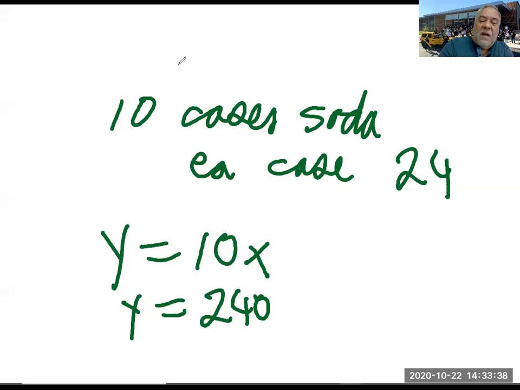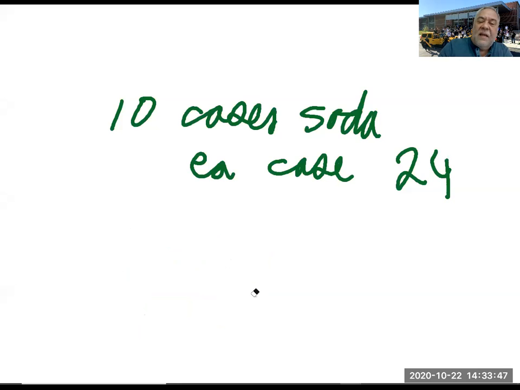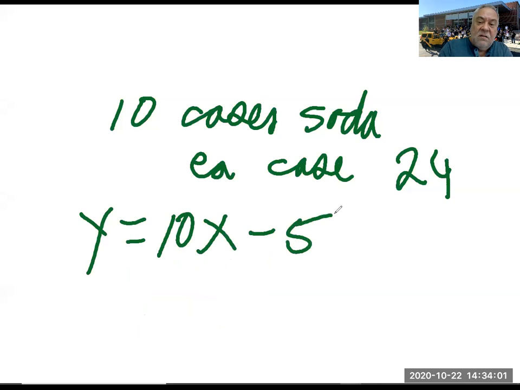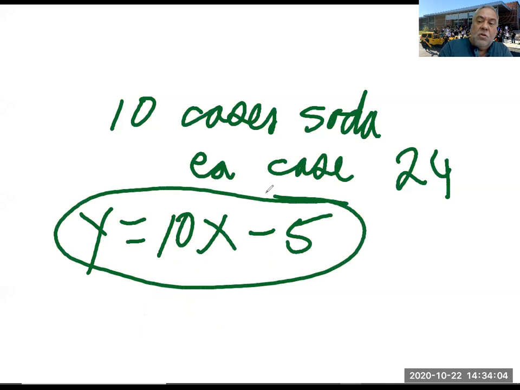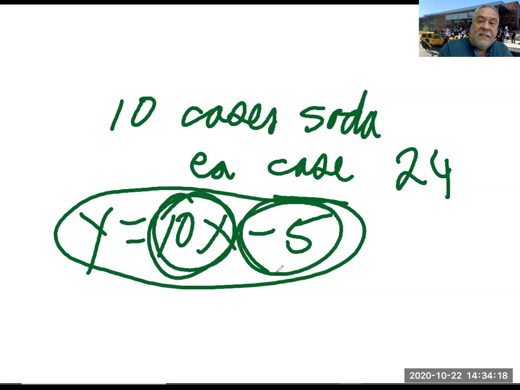what's the equation that would kind of reflect that? Okay. So you know he has 10 cases, 24 each. If you remove 5 sodas from one of the cases, what does he have? So y is equal to 10x. You took 5 away. And that's it. So if you wanted to count them, it's 24 times 10, 240 minus 5. He has 235 left. But the equation itself is just the total amount minus what he took away. And that's it.